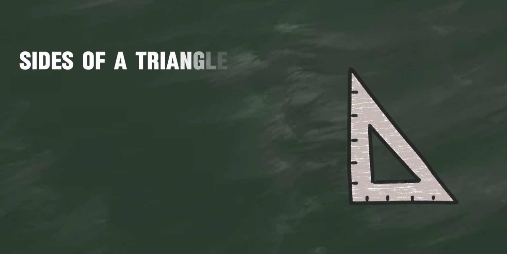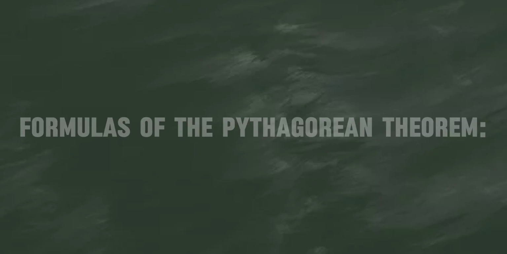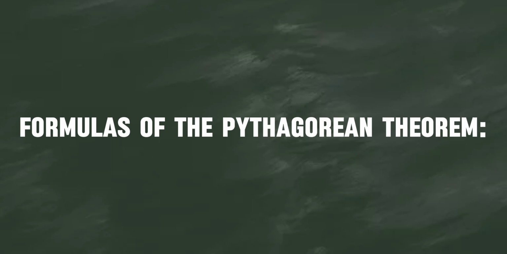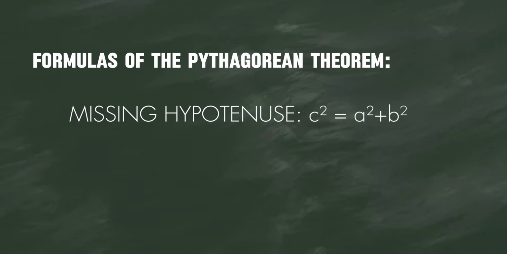These are the sides of a triangle. The variables a and b are called the legs, and the variable c is called the hypotenuse. When one side of a triangle is missing, we use the formulas of the Pythagorean theorem to solve for the third missing side. If the hypotenuse or the variable c is missing, we use the formula c squared is equal to a squared plus b squared.